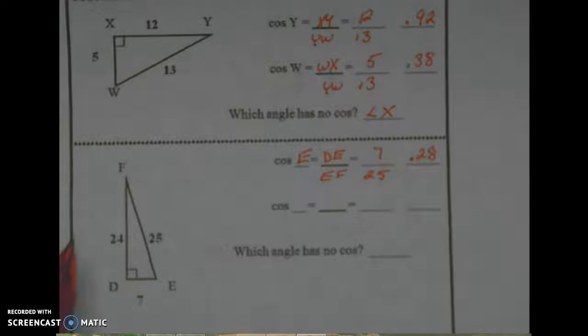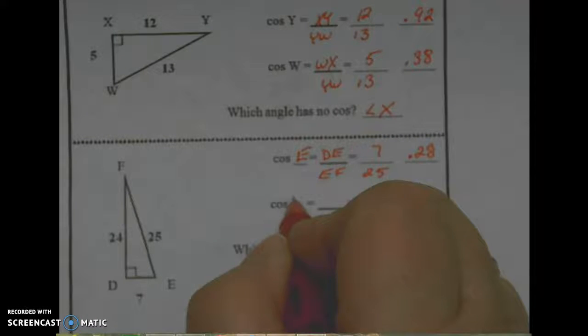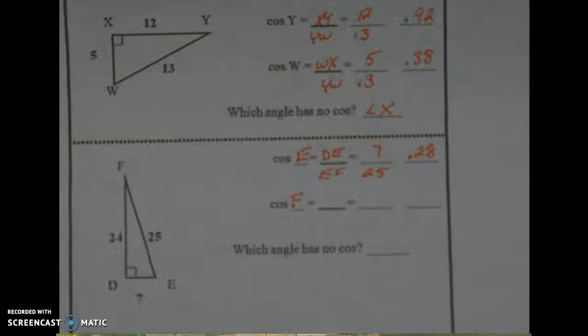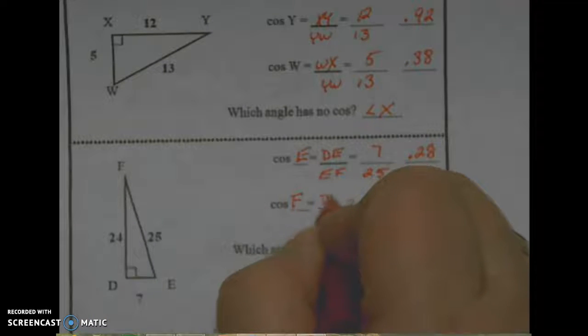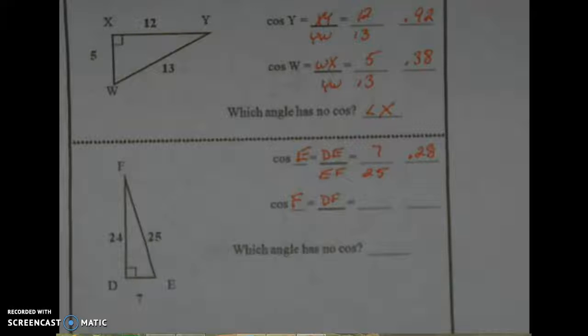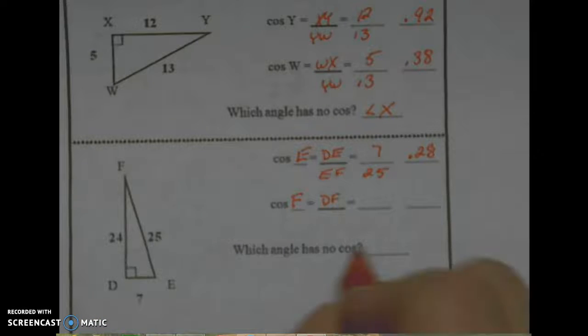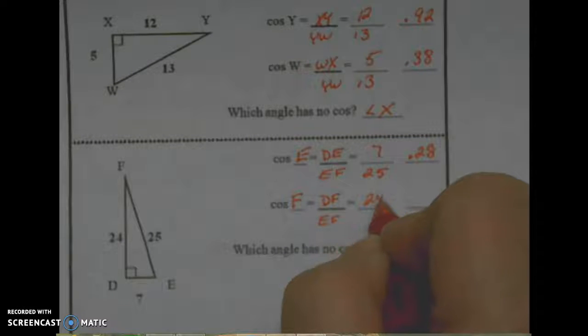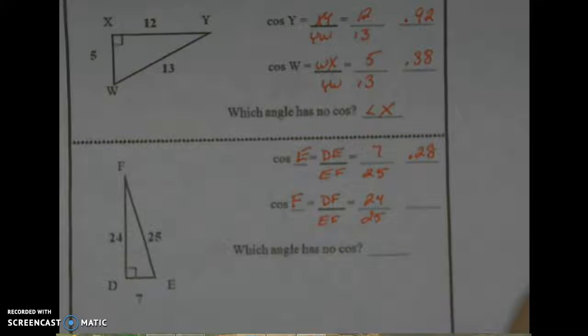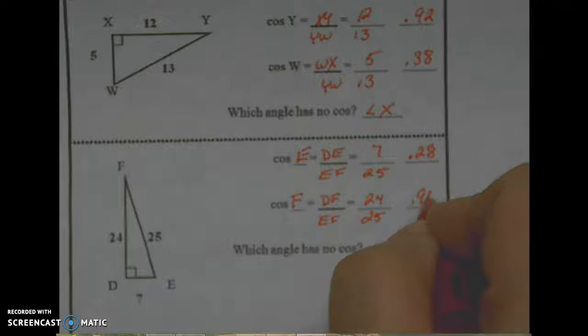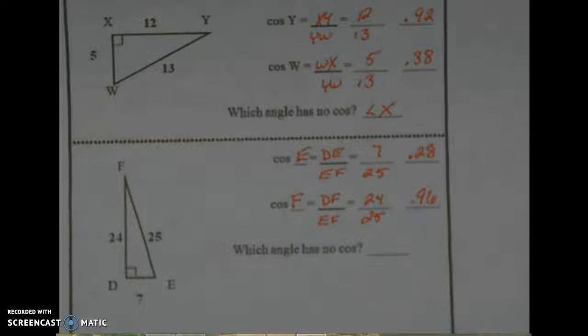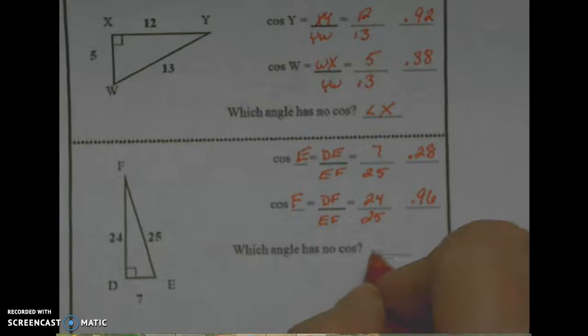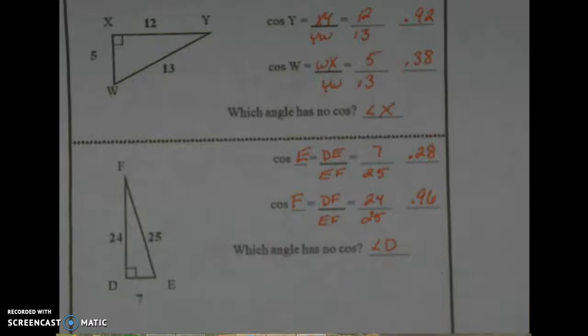I could also take the cosine of angle F. The cosine of angle F will be that adjacent side, which is DF, over the hypotenuse, which again is EF, and that will give me 24/25. And if I express that as a decimal, I get 0.96. Again, the angle that has no cosine is my right angle, angle D.